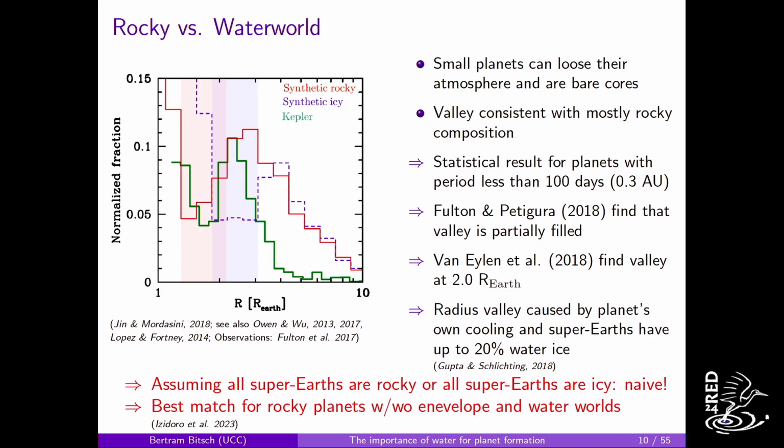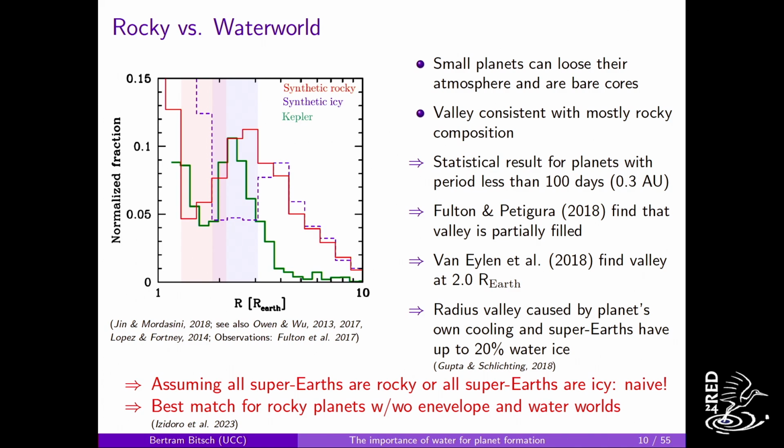But if you're big enough or massive enough, you can actually retain your atmosphere. So you can actually reproduce this valley. This works very well with this photoevaporation. It was first proposed actually by Owen and Wu 2013. Now there's a bit of a debate in the literature about how deep that valley actually is and what the exact position of the valley is, but the idea in itself seems to be very, very robust.